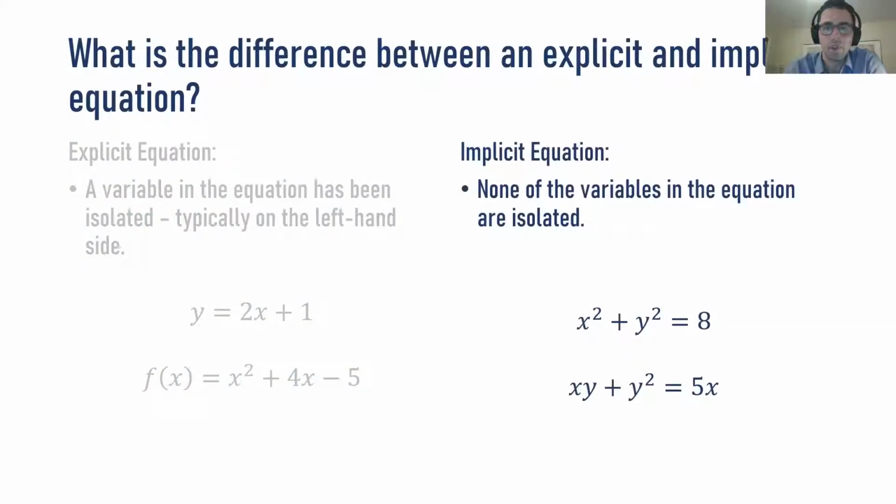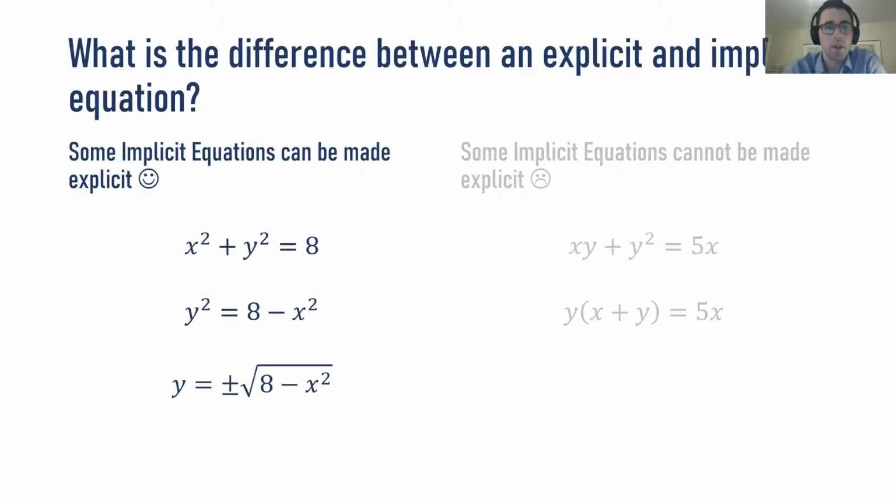An implicit equation, on the other hand, is one where none of the variables in the equation are isolated. So you notice in the first equation there, x squared plus y squared equals 8, neither of them is isolated. Same for the second one. With that, we're in luck.